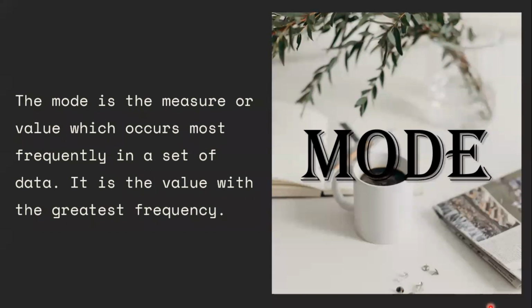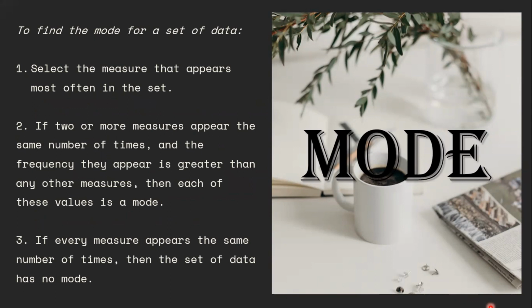The last measure of central tendency is the mode. It is the value which occurs most frequently in a set of data. To find the mode, select the measure that appears most often in the set. If two or more values appear the same number of times, and the frequency they appear is greater than any other values in the set, then each of these values is a mode.